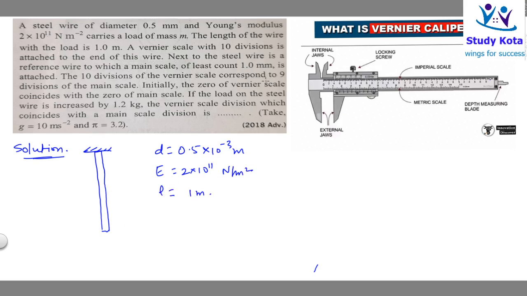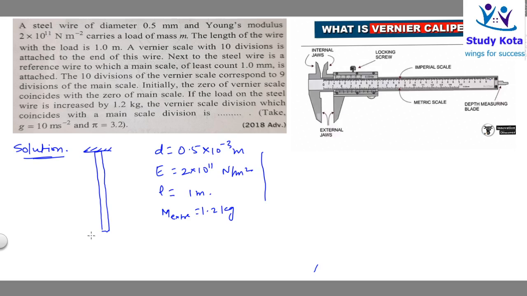Okay, and the next is least count of the main scale. Okay, it has been given. We will discuss it later. And again, an extra mass of 1.2 kg has been added. Okay, so initially the zero of the vernier will coincide with the zero of the main scale. The load in the steel wire is connected with 1.2 kg, and you have to tell which vernier scale division coincides with the main scale. Okay, so this has been given.